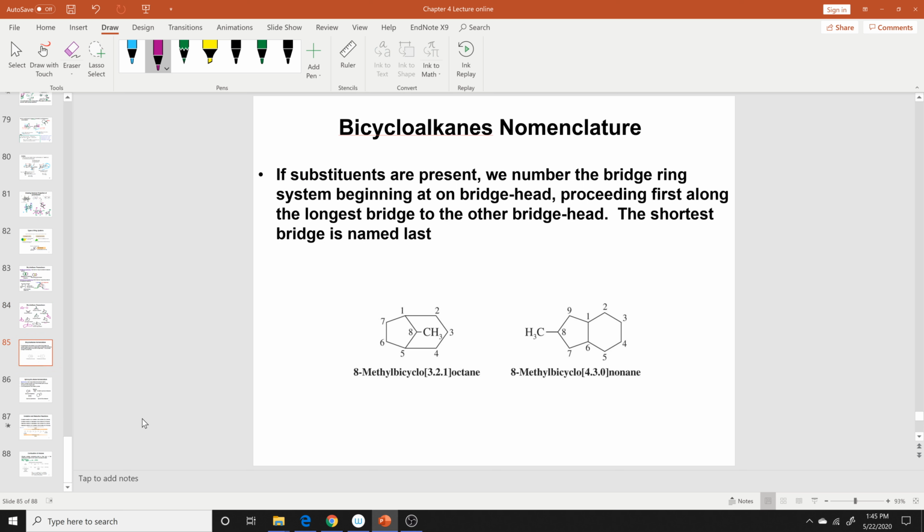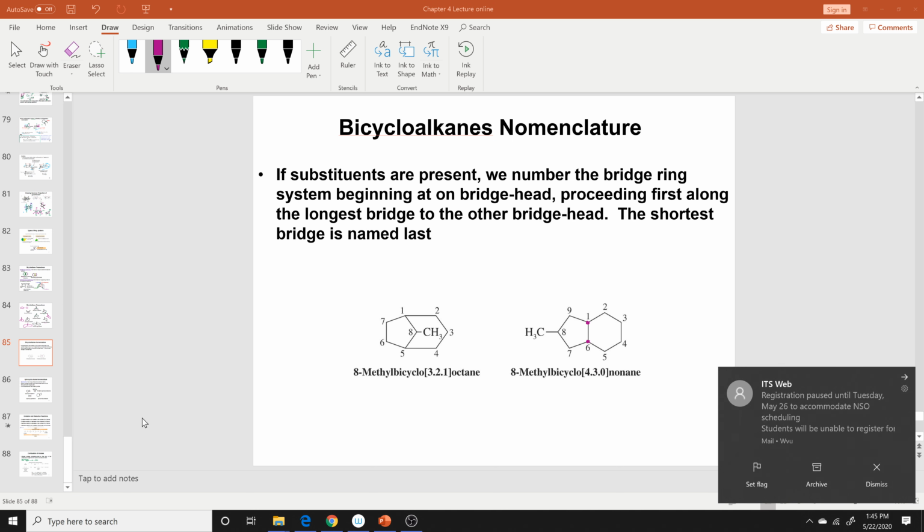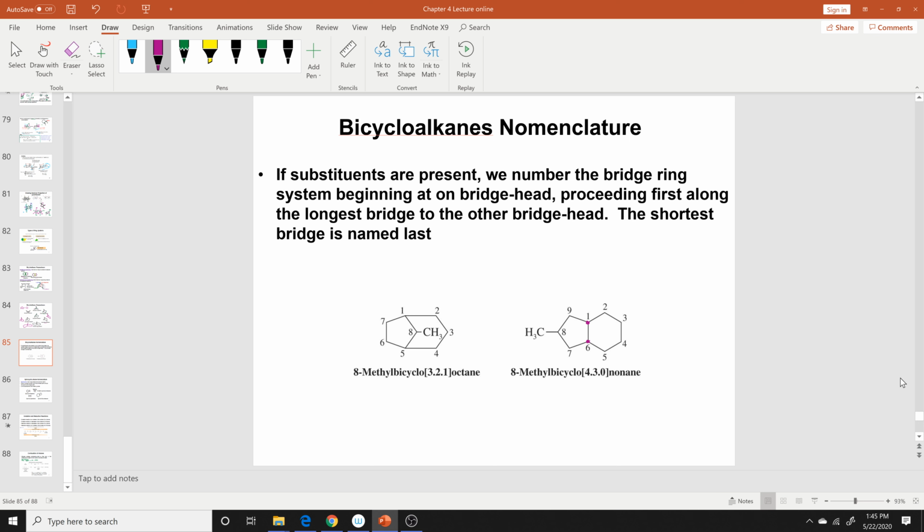If you have a substituent, then you number the bridge ring system beginning on the bridge head. This is always the case. So here you go. This is an example. These carbons are the bridge heads. These 2 are the bridge heads. So when you have a bicyclic system, you start numbering from either one of those. And always we want to give the substituents the lowest number, but we have a method of doing so.